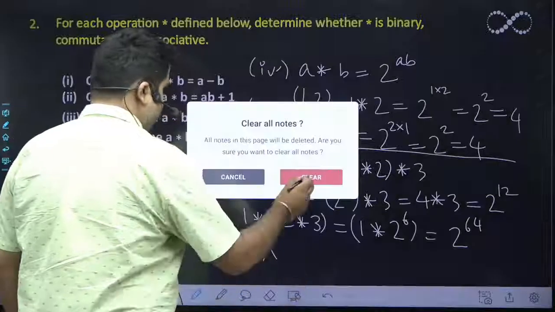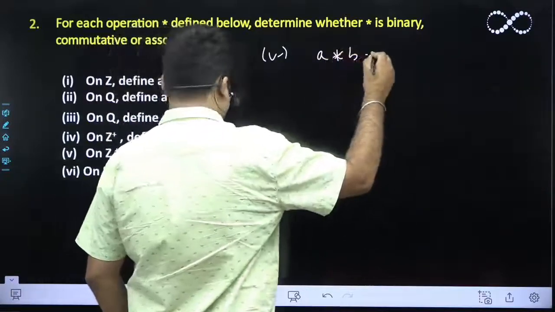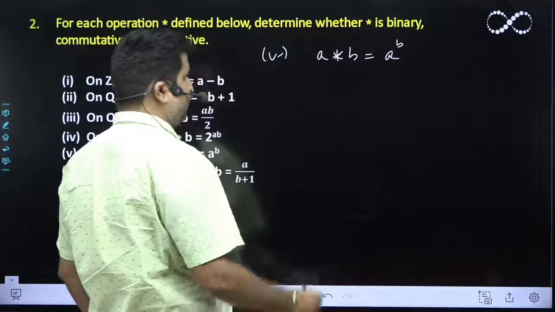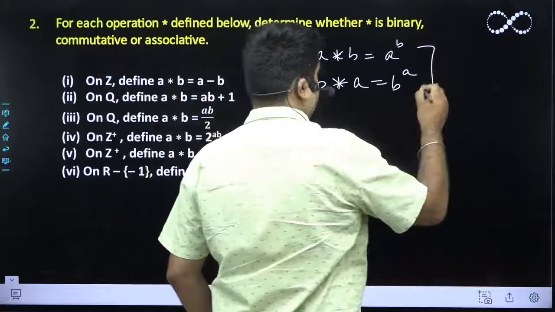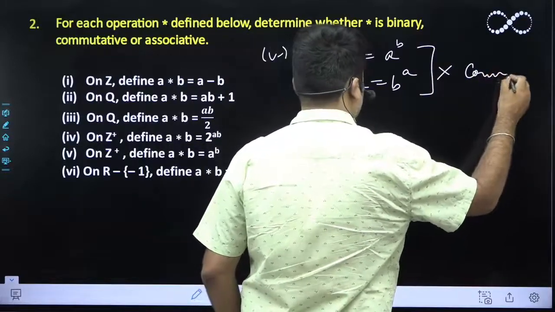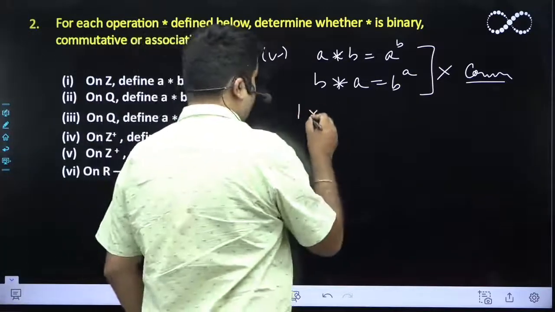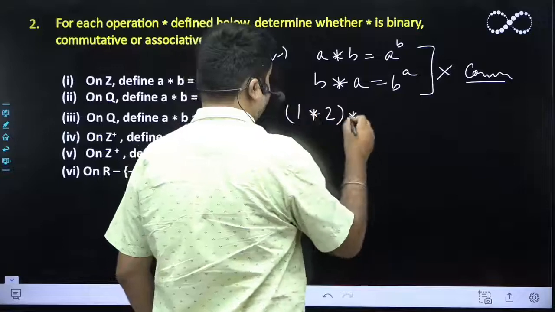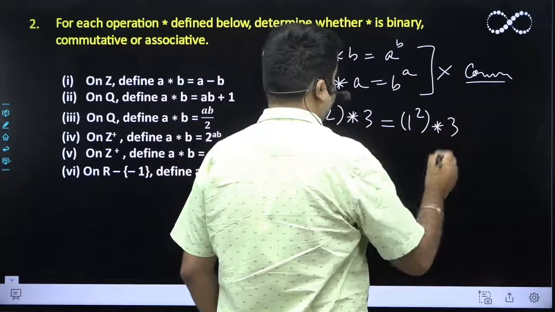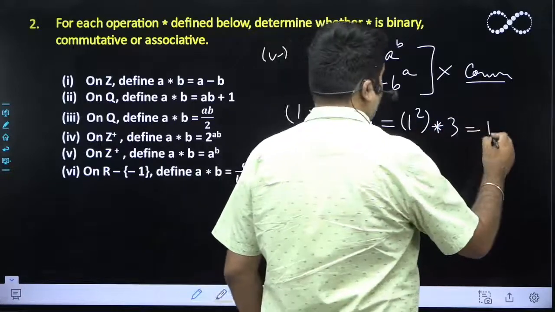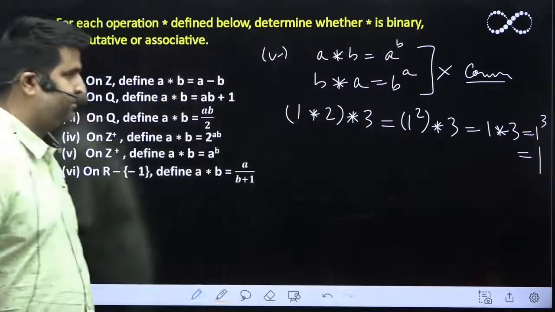Moving on to the next one. Fifth is A star B is equal to A to the power B. Okay. So what is B star A? B to the power A. So these two are not equal. So therefore this is not commutative, right? Now let's see 1 star 2 star 3. What is this value? This is 1 to the power 2 star 3, right? 1 star 3, 1 to the power 3 is equal to 1.